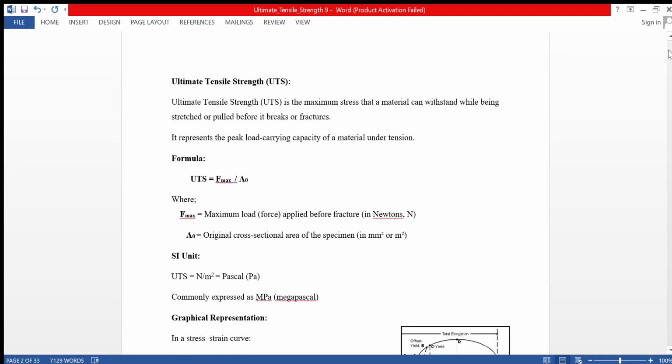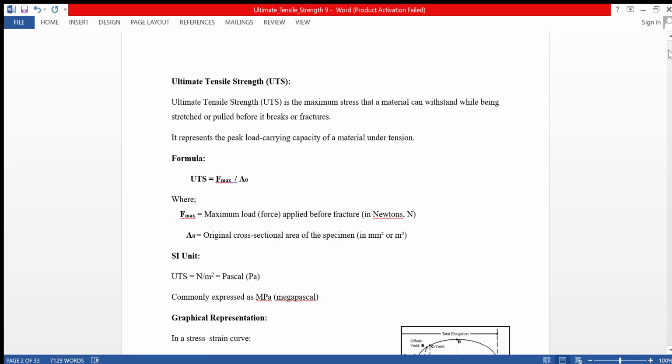Ultimate tensile strength. Ultimate tensile strength is the maximum stress that a material can withstand while being stretched or pulled out before it breaks or fractures. It represents the peak load bearing or carrying capacity of a material under tension.